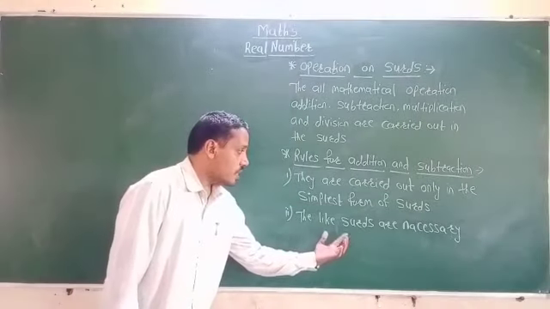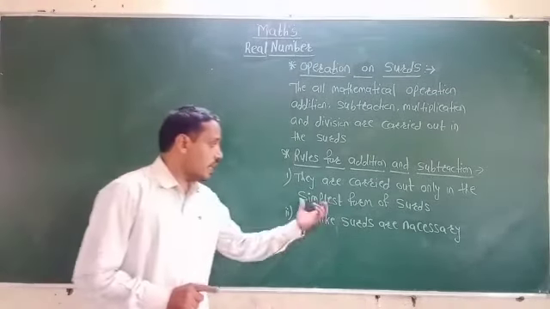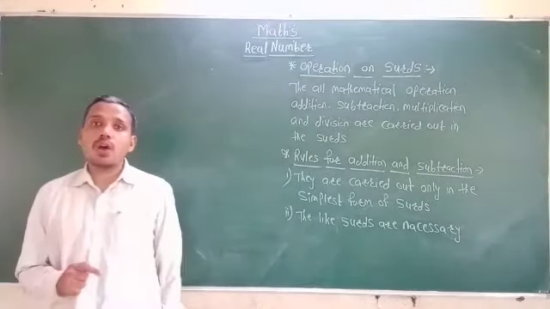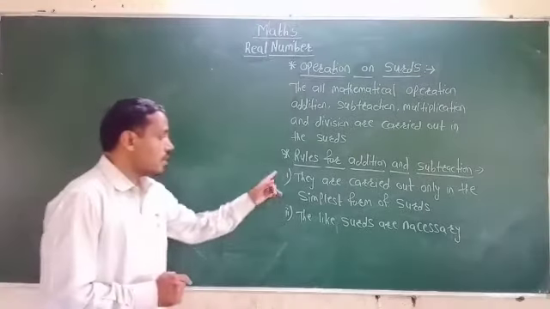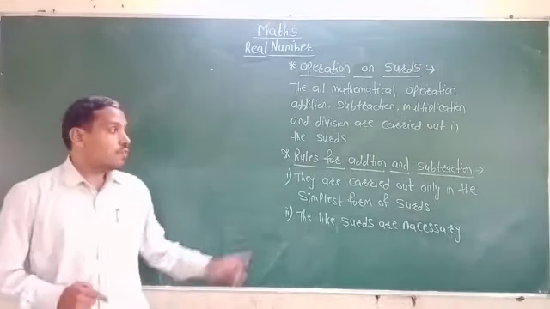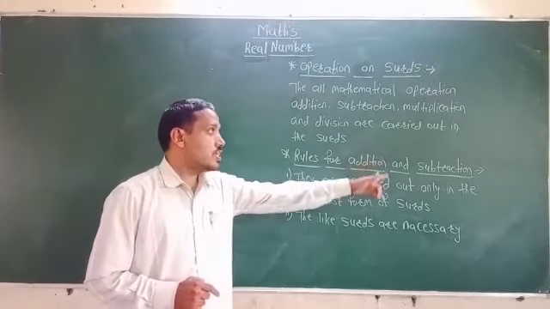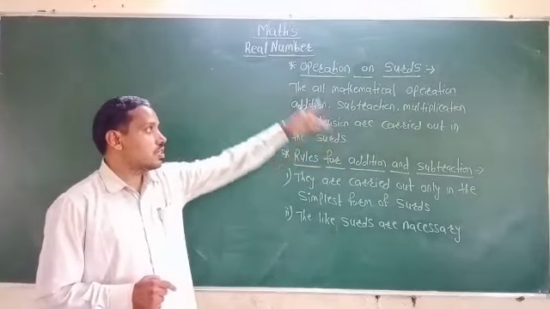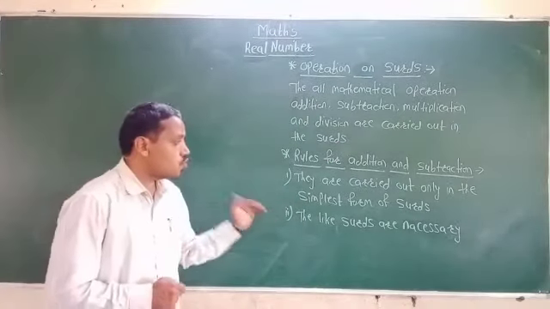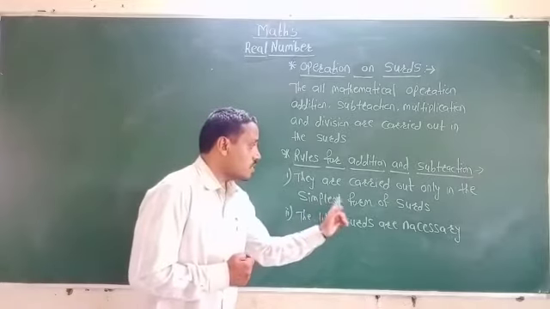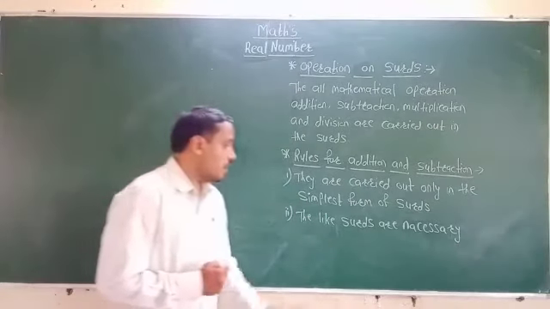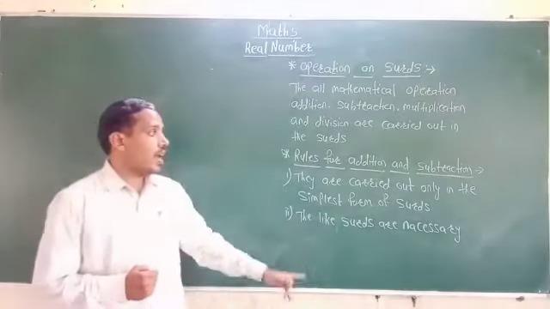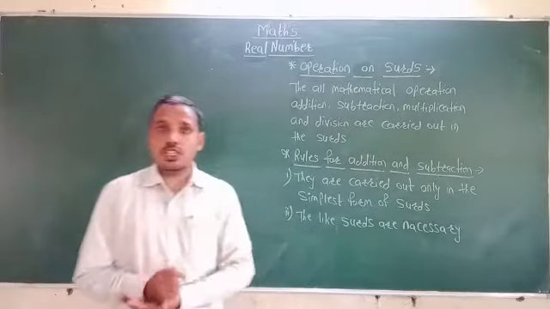That means when the like surds are given in their simplest form, then addition and subtraction are carried out in surds. These are the two most important rules for addition and subtraction in surds. First, we get the simplest form of the surds, and second, the surds must be like surds.